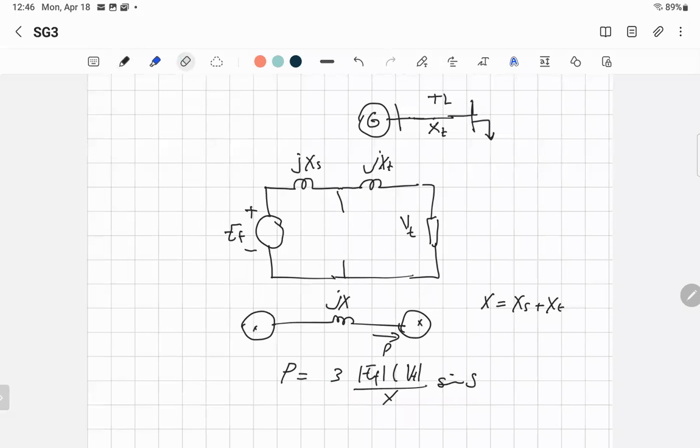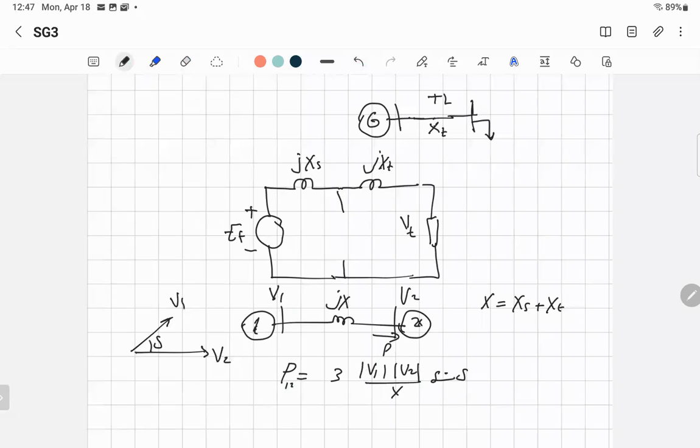Say you don't have a generator, you have two bus bars, and on both bus bars you have two different voltages. For example, that's bus bar 1, bus bar 2. The voltage here is V1, the voltage here is V2. What is the power delivered from 1 to 2? 3, now I modify just the same way, the voltage V1 times V2 over X sine delta. What's delta? Delta is the angle between V2 and V1. So that's V2 and that's V1.